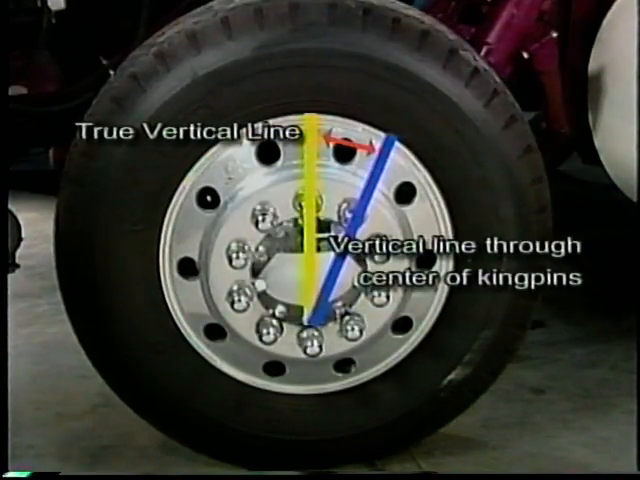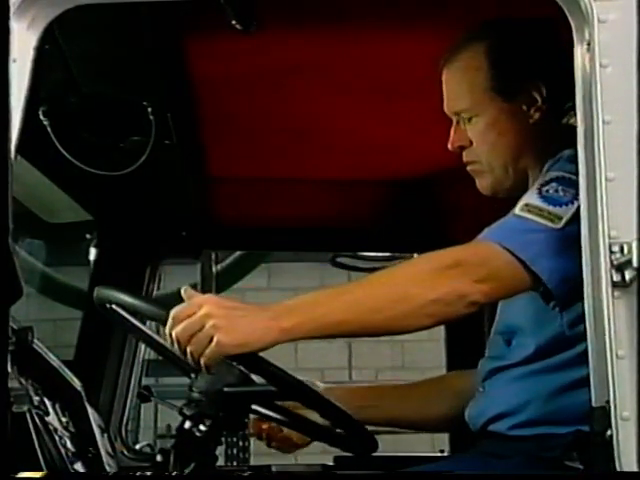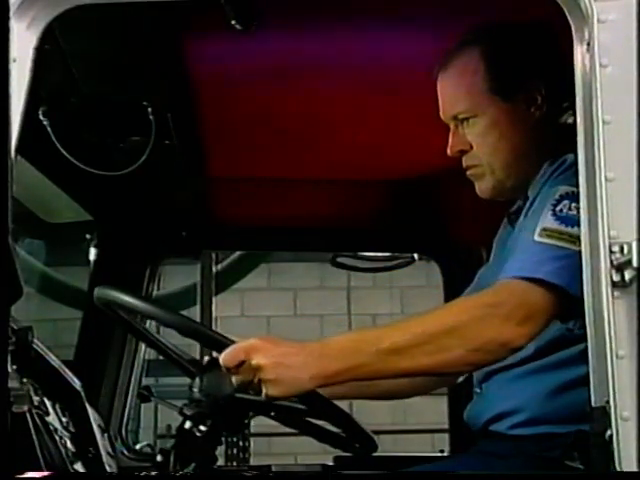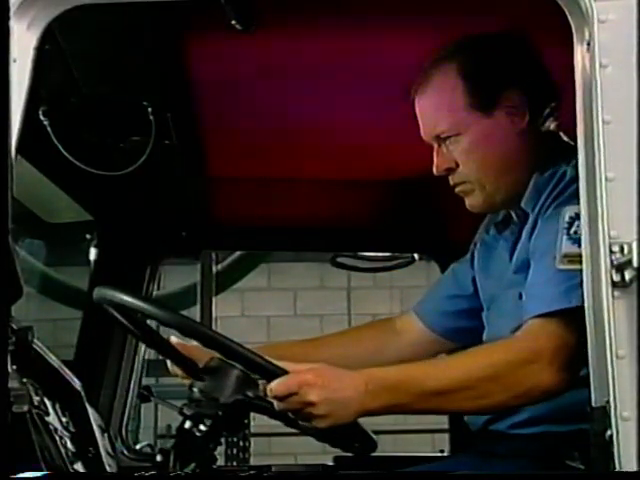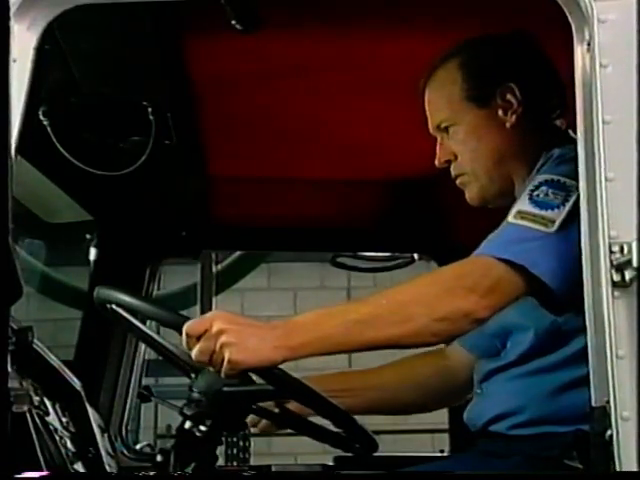Caster is not a tire wear angle, but affects vehicle steering and directional stability. Caster is the tilt of the vertical line through the center of the kingpins in relation to the true vertical center line of the tire and wheel when viewed from the side. Excessive positive caster increases steering effort and creates a very rapid steering wheel return to the straight-ahead position. Excessive positive caster can also cause a wheel shimmy at speed.